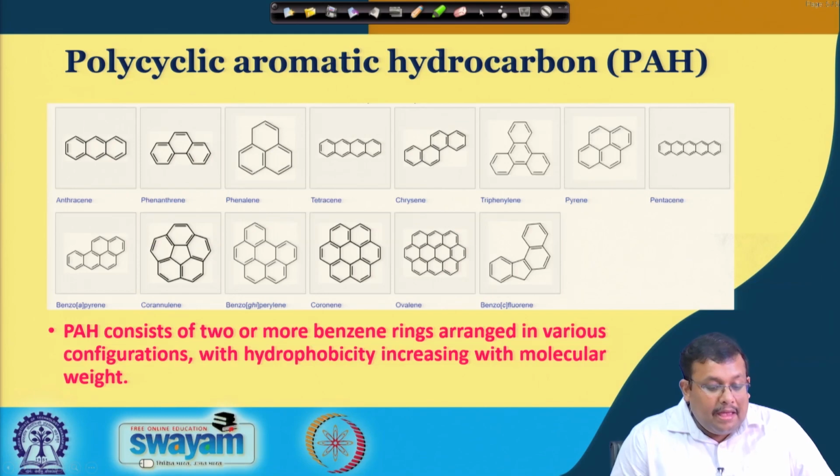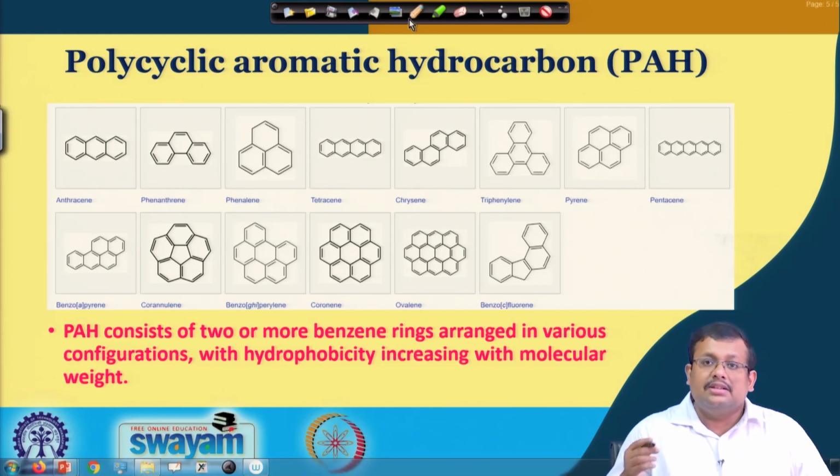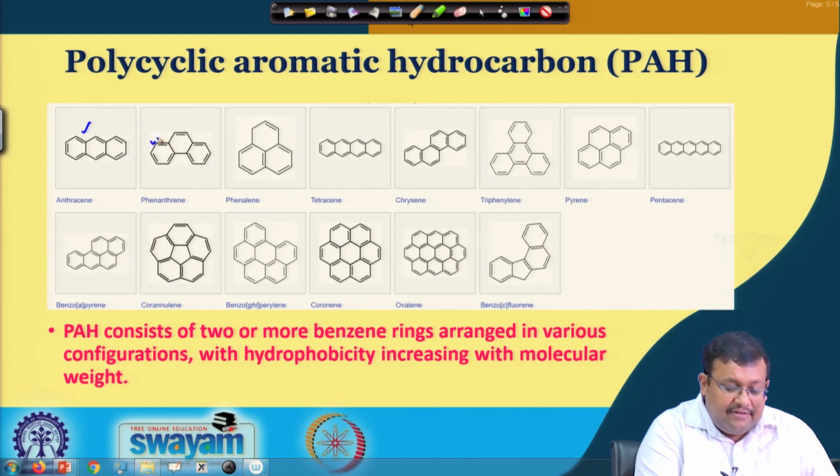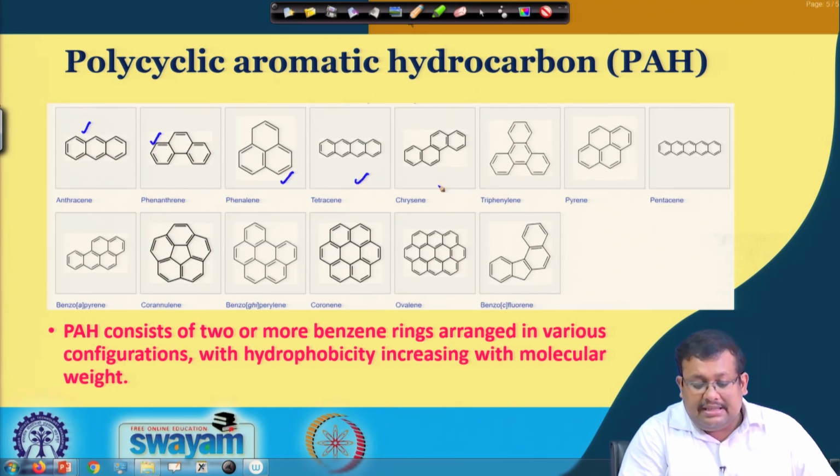Now, here are a couple of examples of PAH compounds. I told you that it is a group of compounds. So, we can see here this is anthracene, then phenanthrene, then phenylene, then tetracene, then chrysene.